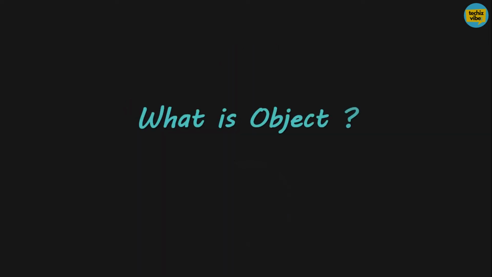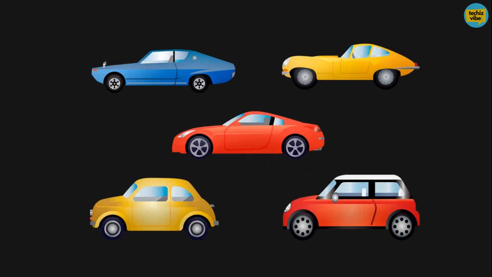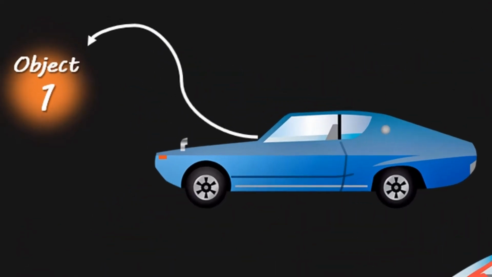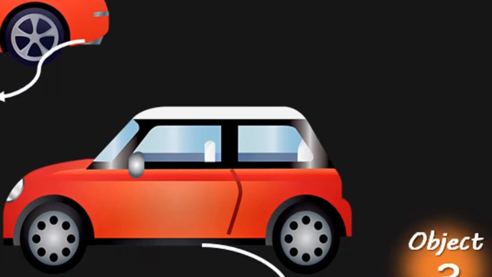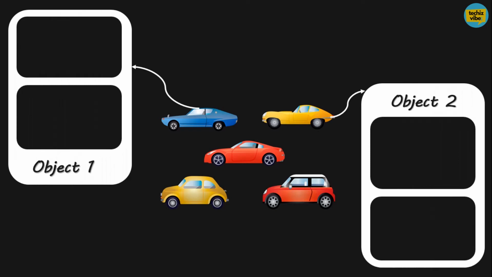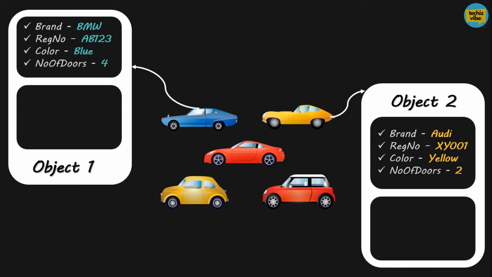So what is object? And when you talk about object and object-oriented programming, you also need to talk about class. Here, you can see a group of cars. Consider each car as objects. So we can name them as object 1, object 2, object 3, and so on. For each car, there will be some state like its brand, register number, its color, its number of door, and so on. And each car or each object have some behavior like start, stop, accelerate, etc.